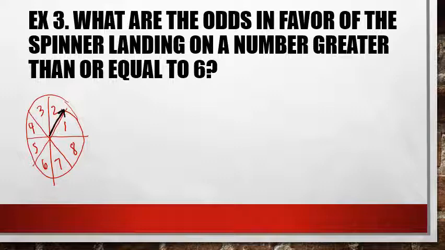So we're going to go ahead and look at odds in favor. We're going to look at favorable outcomes. Greater than or equal to 6 would be 1, 2, 3. That would be 3. And then unfavorable outcomes would be the rest of them. So 1, 2, 3, 4, 5. So that would be 5. So my answer there would be 3/5.